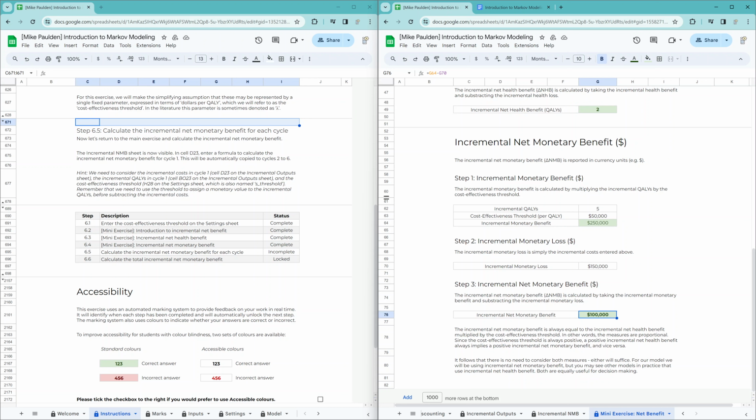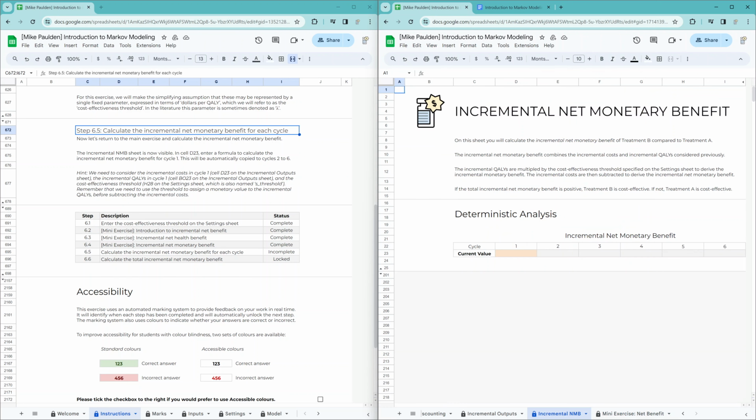So let's go to step 6.5. That's calculate the incremental net monetary benefit for each cycle back in our proper model. So we're going to return to the main model. The incremental net monetary benefit sheet is now visible. So we go to D23 and we need to calculate not the incremental net health benefit, but the net monetary benefit. So if you recall, you take the qualies gained and you multiply them by the threshold, and then you subtract the costs. That's what we're going to do.